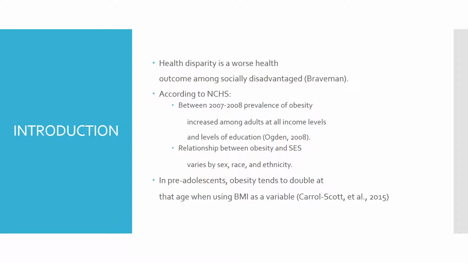the prevalence of obesity increased in adults at all income and education levels. The same study used the poverty-income ratio to study the relationship between obesity and socioeconomic status and found that this relationship varies by sex, race, and ethnicity. In pre-adolescence, obesity tends to double at that age when using body mass index as a variable.